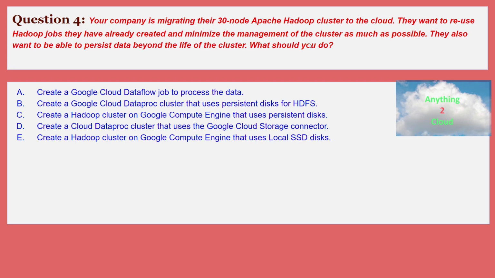The next question is, your company is migrating their 30-node Apache Hadoop cluster to the cloud. They want to reuse Hadoop jobs they have already created and minimize the management of the cluster as much as possible. They also want to be able to process data beyond the life of the cluster. What should you do? The options are: the first one is create a Google Cloud Dataflow job to process the data.